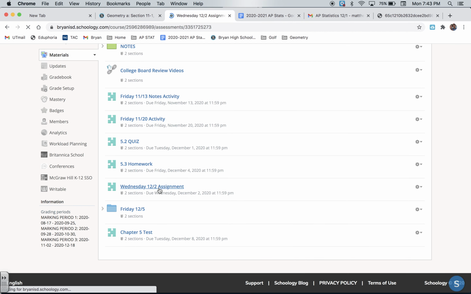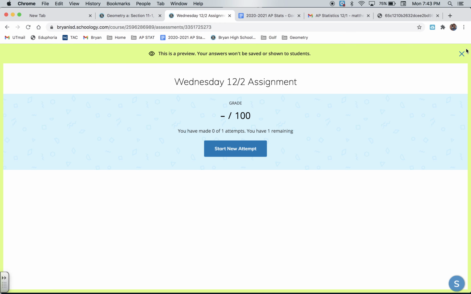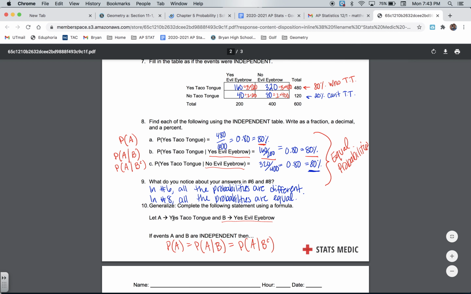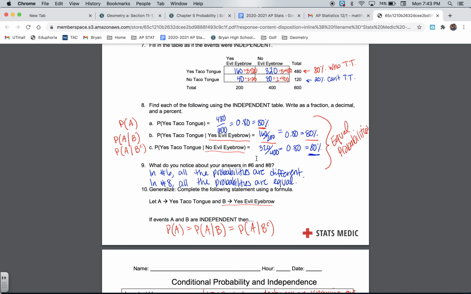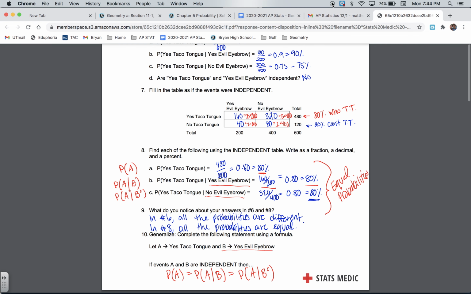So on Wednesday and Friday, the little assignments we're going to do are going to have more problems with that. But just get the idea of whether these events are independent or not. If they're independent, knowing one thing doesn't affect the other, so the odds stay the same in the conditionals. Okay. So conditional probabilities. All right.